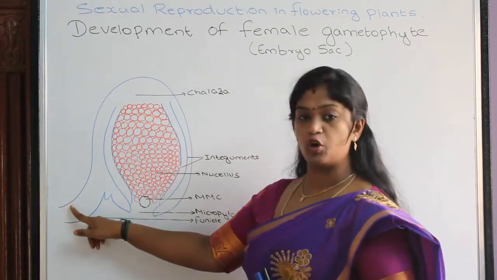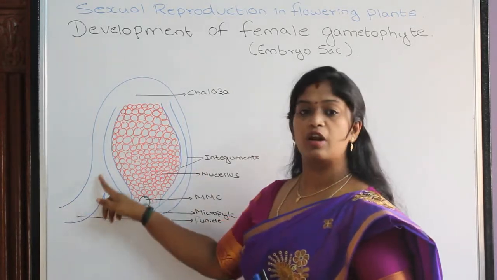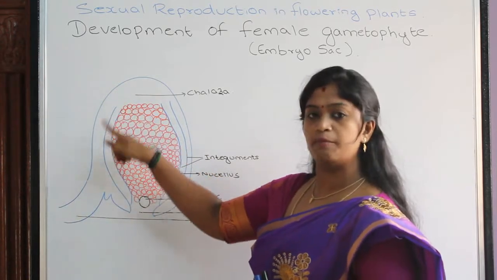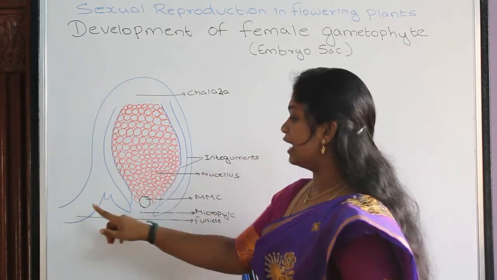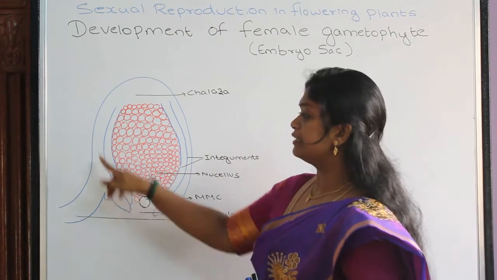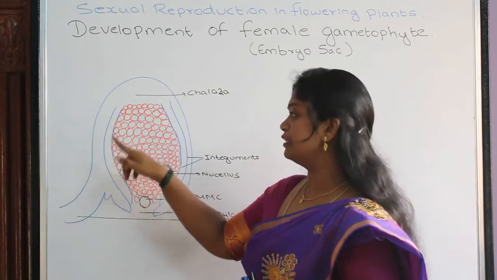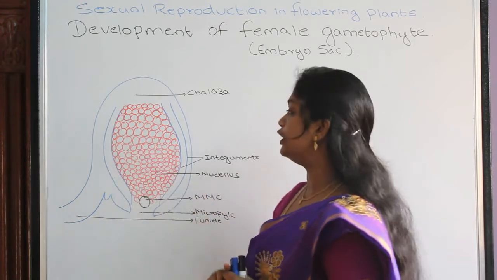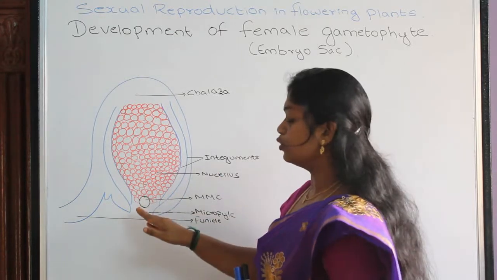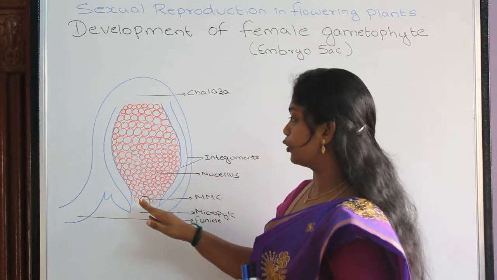So we have the stalk and the body. The stalk is called the funicle, and the funicle extends over the body with the help of the raphe. The stalk is connected to the body with the help of the hilum. Inside that, these segments are called the integuments. The integuments arise from the chalaza, and below there is an opening which is called the micropyle.